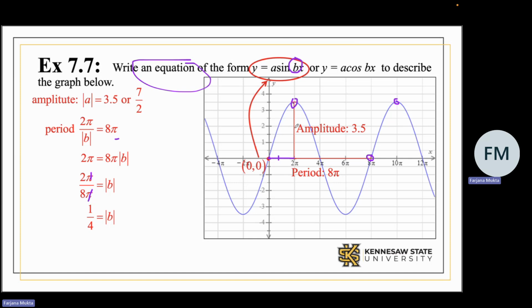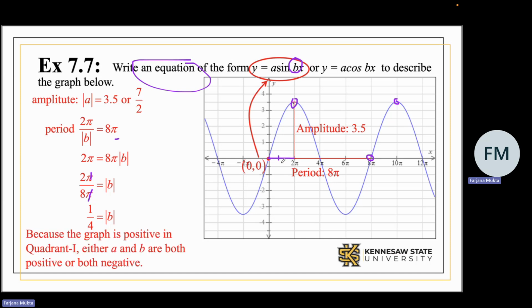All right, so once again, since in the first quadrant we can see the graph is positive, either a and b both have to be positive or both have to be negative. They cannot be of opposite sign. I hope it makes sense.